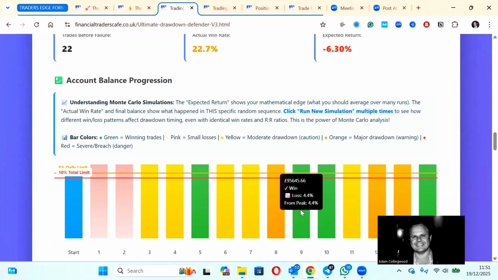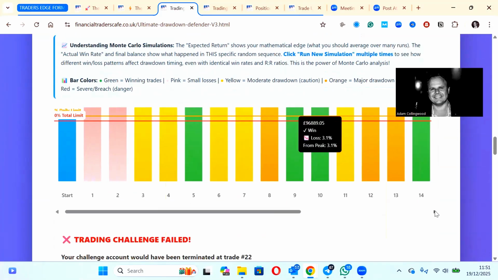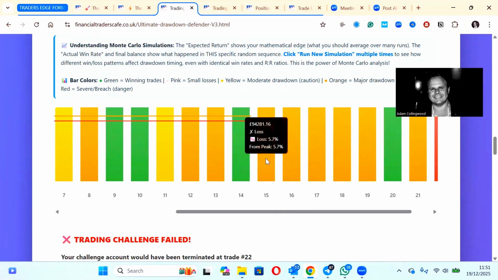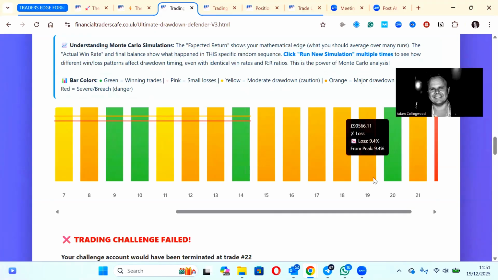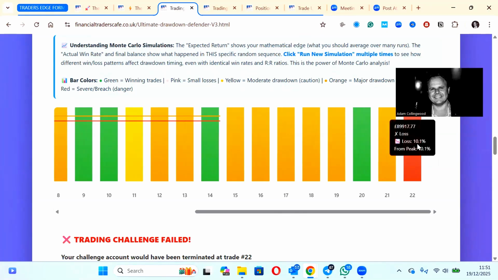Oh, yeah, happy days. You just made some money. You close the trade down, you're back improving in balance again. And then suddenly you get a sequence of losing trades. And then as you move along from here, what happens is you click on any one of these sequences. So in trade 15, lost 5.7, trade 19, lost 9.4. And then by the time you get to trade 22, you're out of the game, you've lost 10.1.